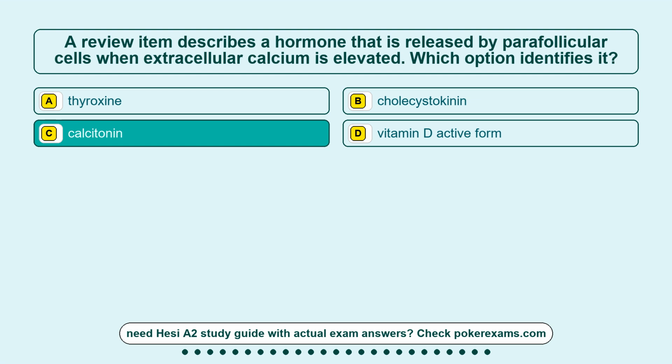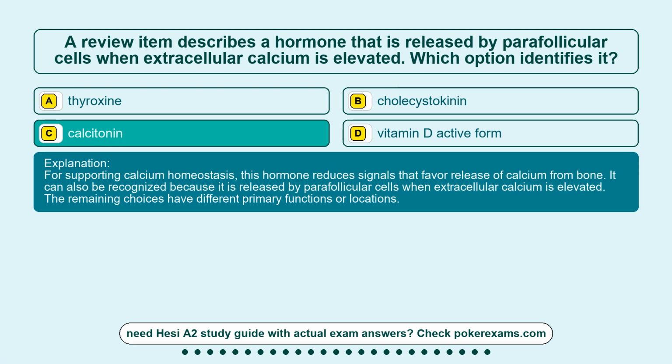The correct answer is option C, calcitonin. For supporting calcium homeostasis, this hormone reduces signals that favor release of calcium from bone. It can also be recognized because it is released by parafollicular cells when extracellular calcium is elevated. The remaining choices have different primary functions or locations.